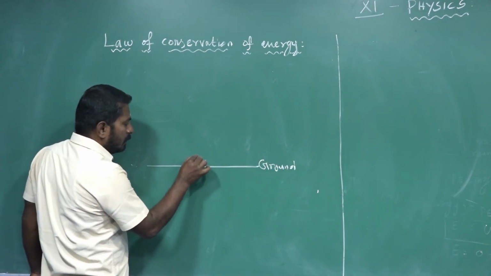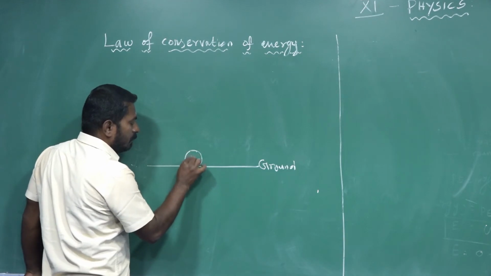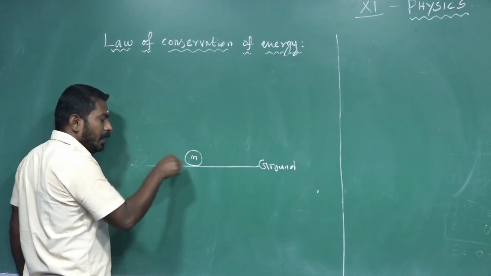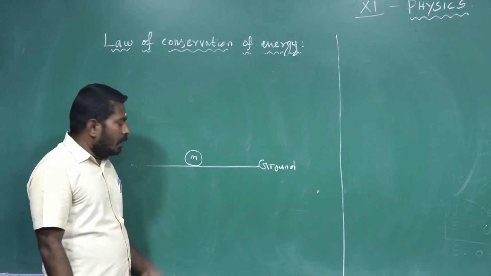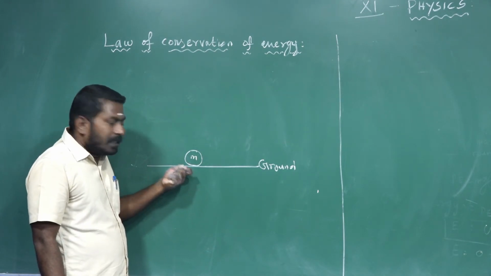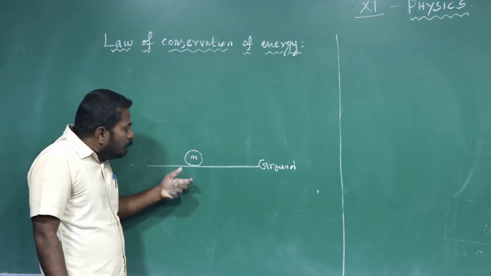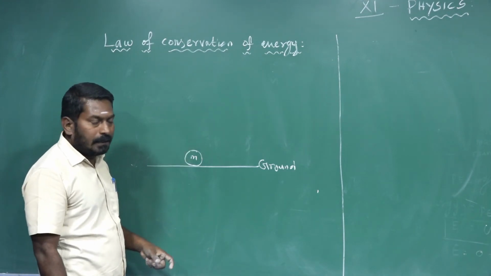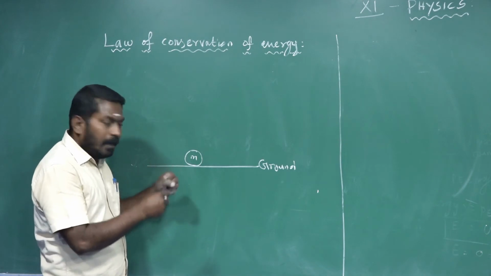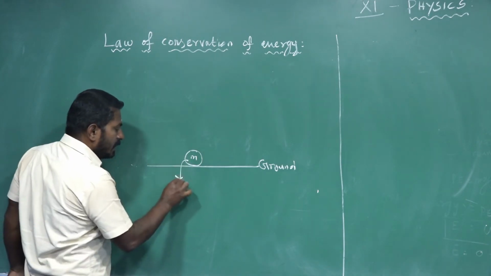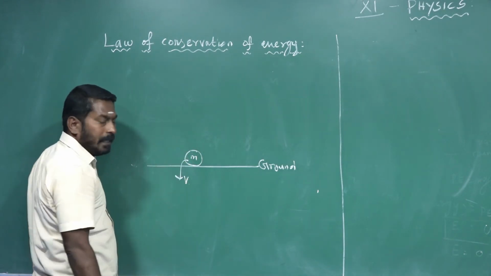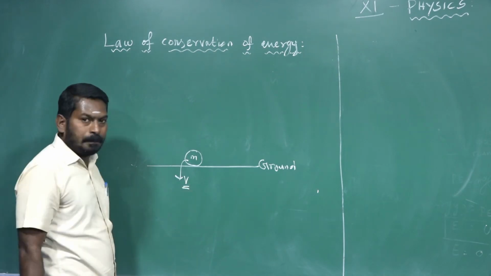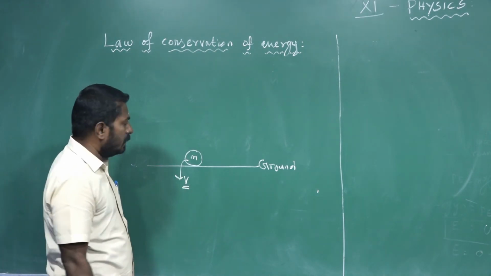Take one object of mass m, initially placed at the surface of the earth. Now I am taking the mass of an object m and imparting some energy to that object, throwing it vertically upward. At that instant of throwing, it possesses a velocity v. It possesses a maximum velocity.